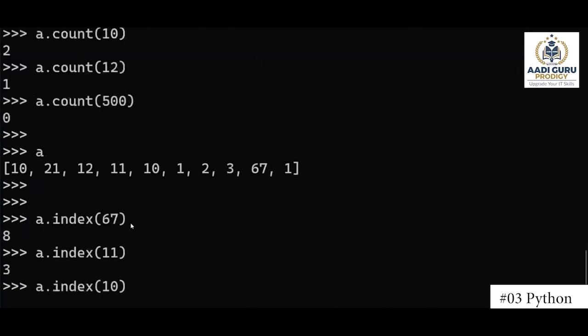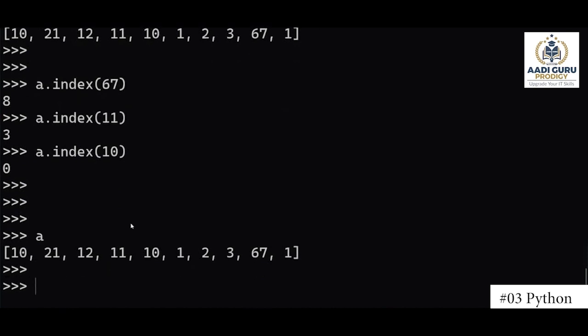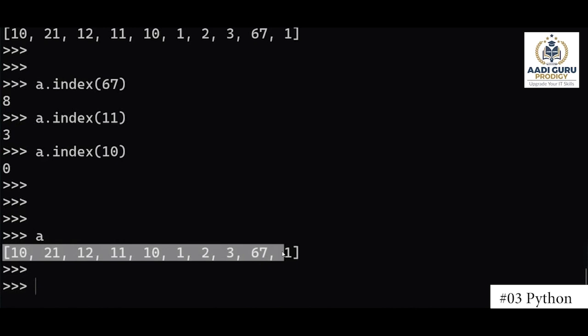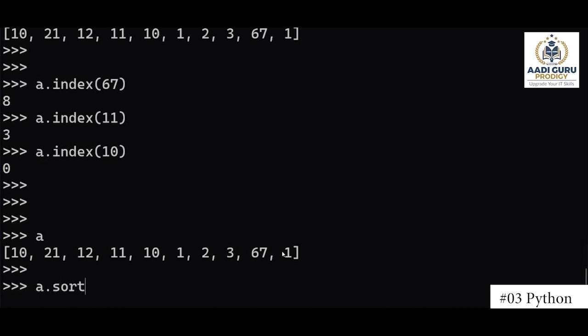Sumalata, any questions? Okay, so now if you see here, this is a list. In this list, the first item is 10, then we have 21, then 12, then 11, 10, 1, 2, 3. So the numbers we have here are not in any specific order. If you want to rearrange them in increasing order, then what we can do is a dot sort.